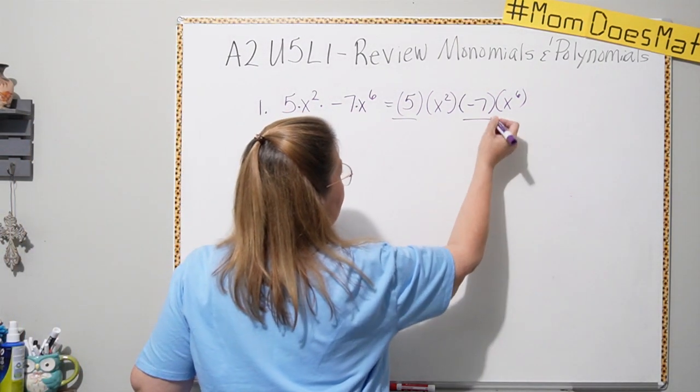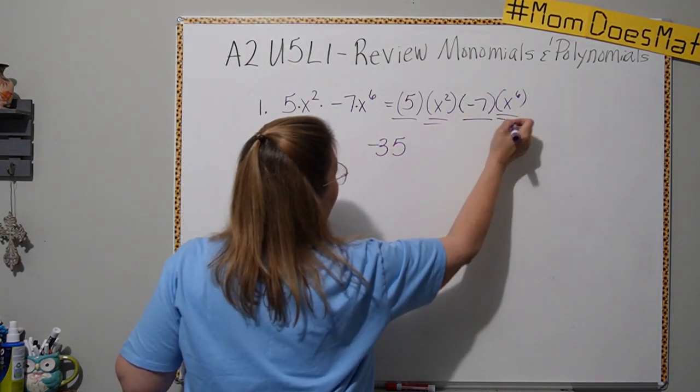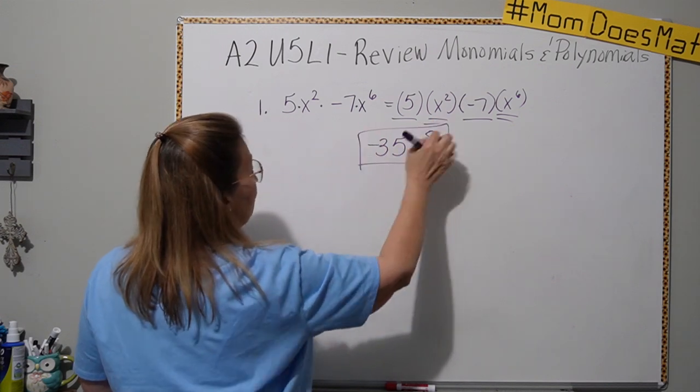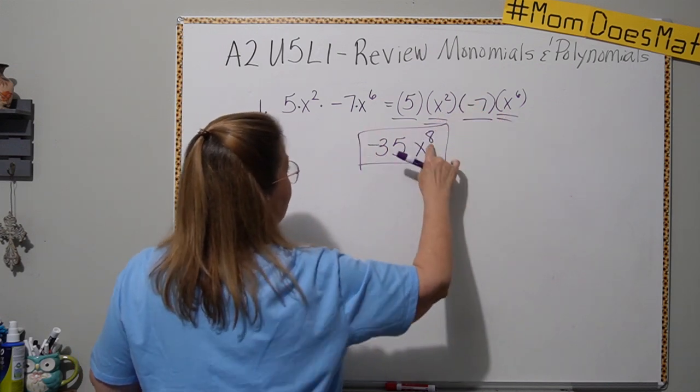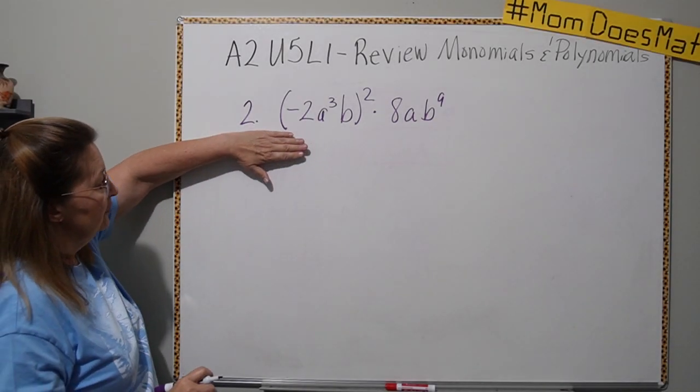So what I have here is 5 times negative 7, so that's negative 35. And then x squared times x to the 6th is x to the 8th. Remember, if you have two bases, two exponents, you add the exponent. Okay, let's look at number 2.